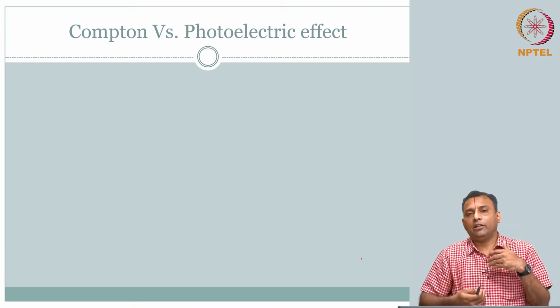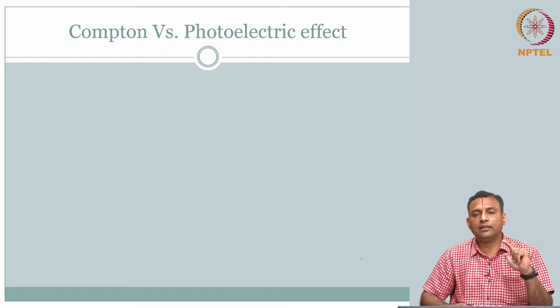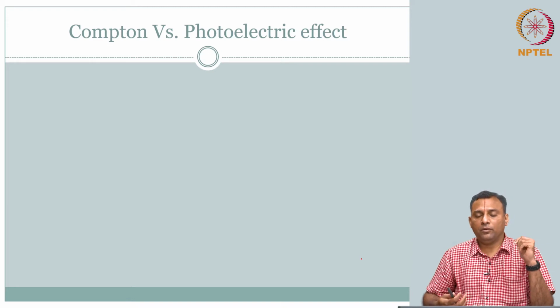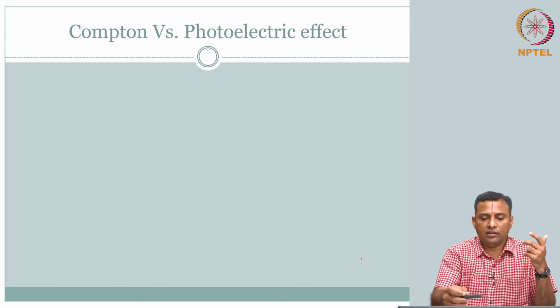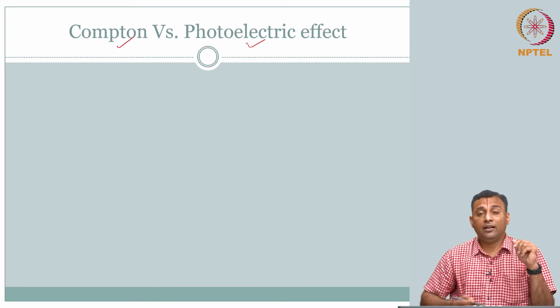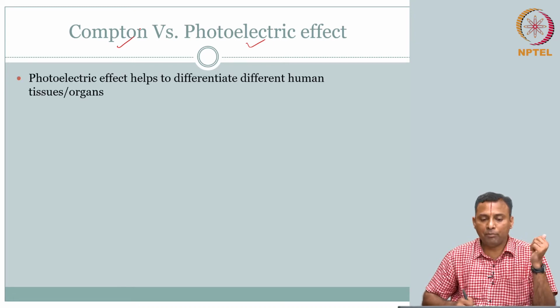It has to interact with the body. So there are two prominent interactions that we are worried about. One is Compton, the other is photoelectric. Which one does what? Which conditions or factors favor each of the effects, and which effect are we interested in? What is our task? That is what we want to do here when we compare.